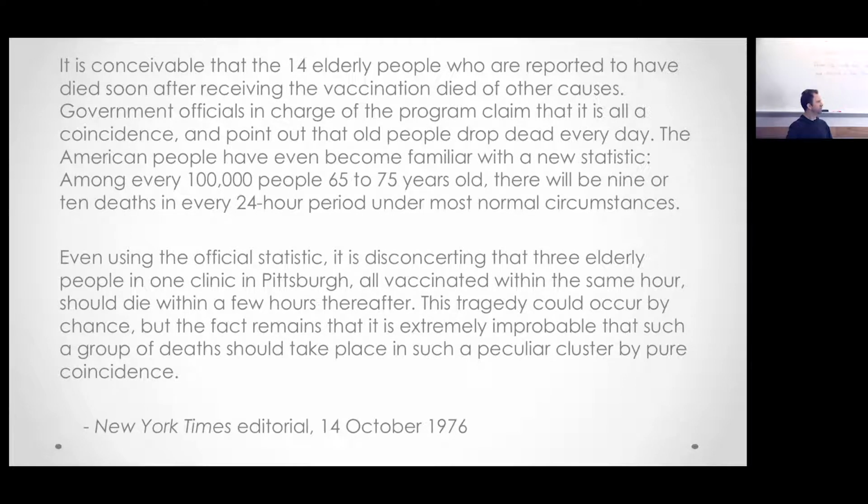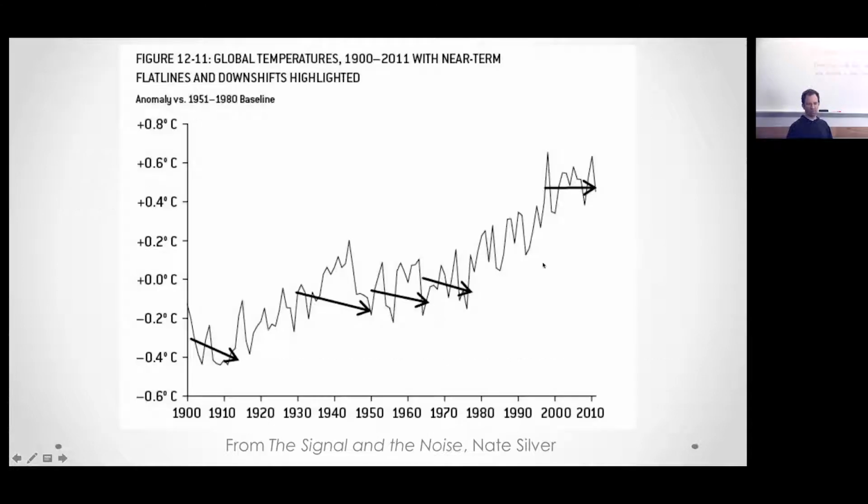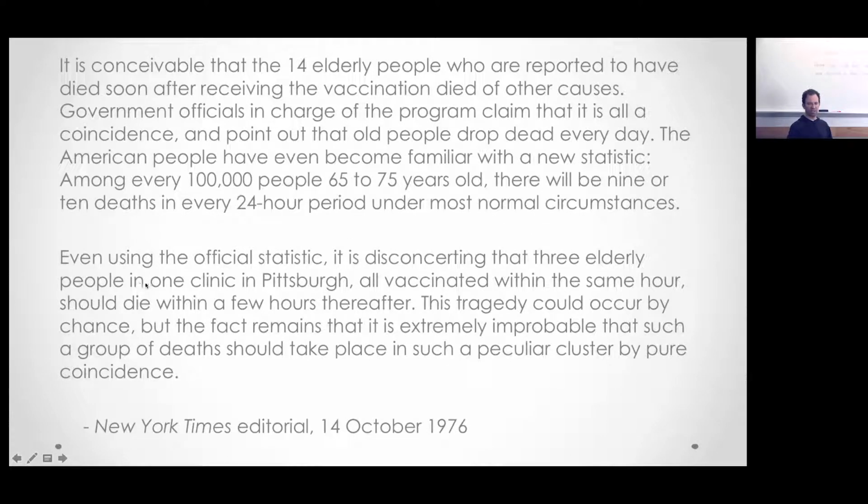But 3 people who were vaccinated in one clinic in Pittsburgh within the same hour all died that day. So, this is the same structure as the diluted tea example, whether you put the milk or the tea in first. Do we see a pattern in the cancer rates here, right? Look at the structure of this argument. It is extremely improbable that such a group of deaths should take place in such a peculiar cluster by pure coincidence. That's the argument, right?